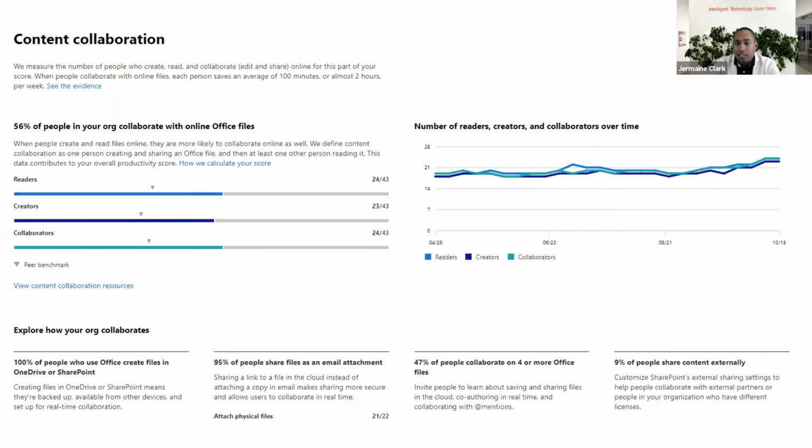So if we were to think about it as a person in your organization who creates, reads, and or edits, shares, or renames a document within your environment, then it becomes pretty clear what content collaboration would be. So as an example, if we were to look, and the little gray arrows in the middle there are benchmarks. So if we were to take a look at that and say, well, within our organization, 56 of our people or percentage of our people are using collaboration with online office files.